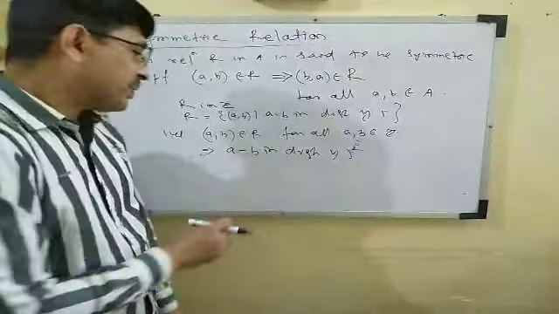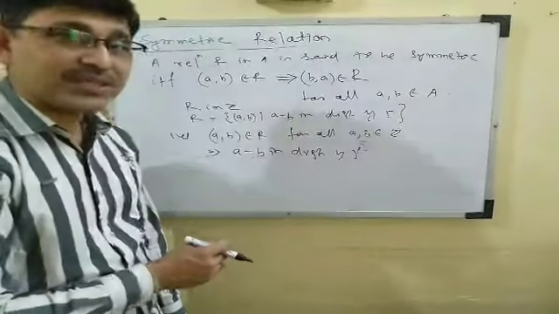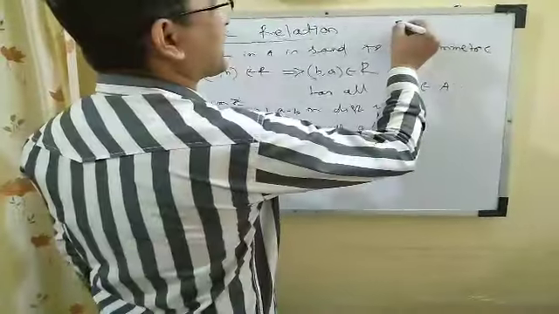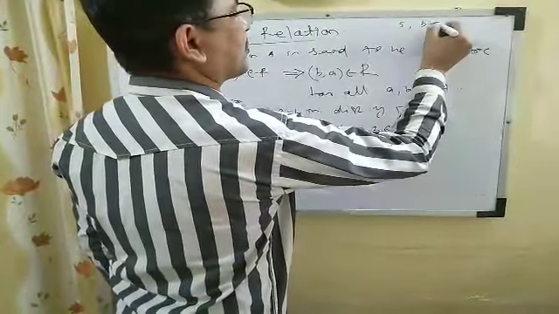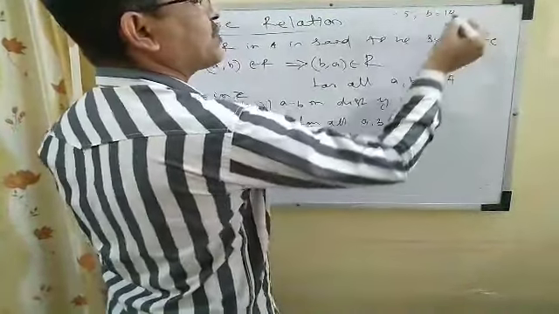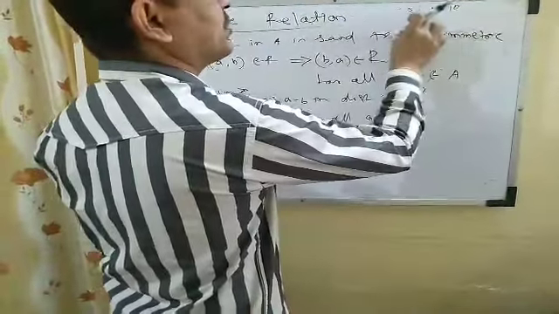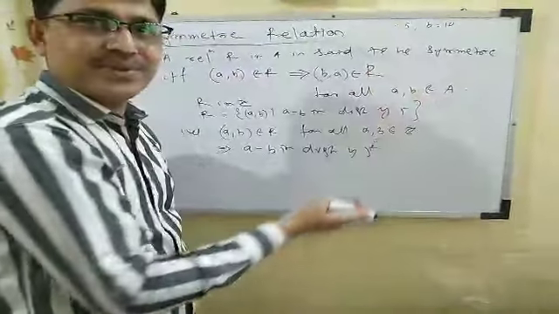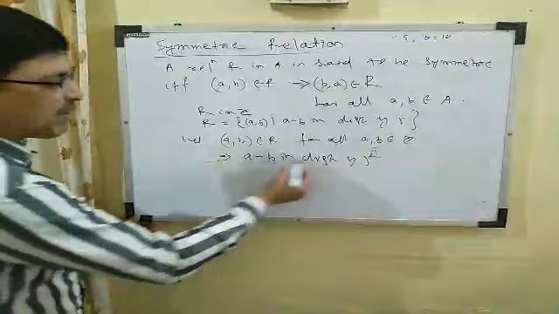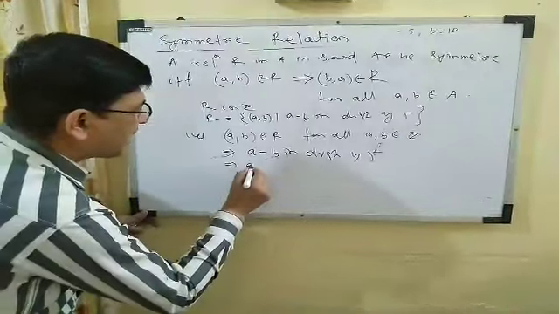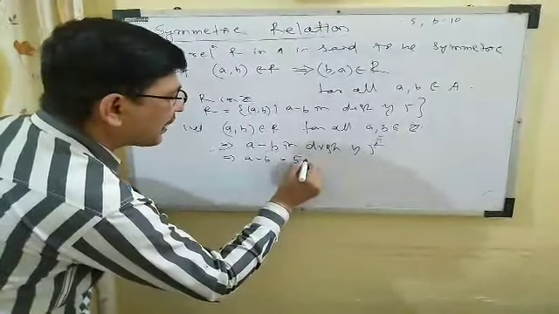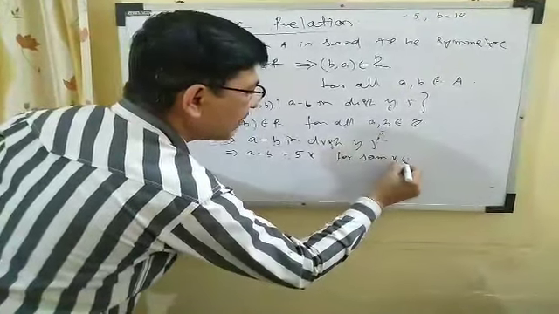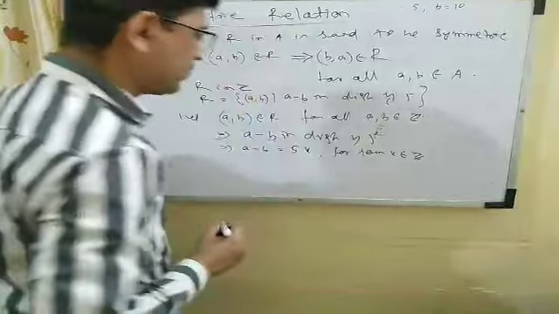If A minus B is divisible by 5, can we say B minus A is divisible by 5? Naturally. Suppose we take A equal to 5 and B equal to 10. A minus B is equal to minus 5, which is divisible by 5. However, B minus A is 5, that is also divisible by 5. Since A minus B is divisible by 5, we can write A minus B is equal to 5k for some k belonging to Z.